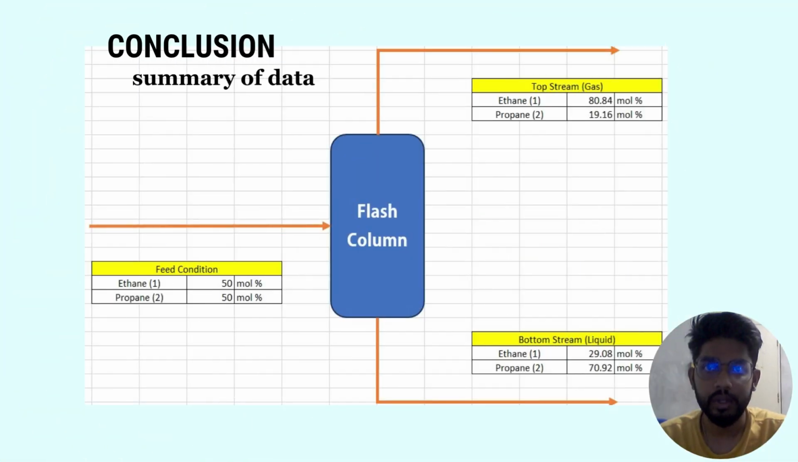Okay, now I'm going to explain the conclusion, which is the summary of the data after we did the calculation. This is our flash column. In the feed condition, we got ethane 50% and propane 50%, which is equimolar. For the top stream, which is gas, we got ethane 80.84% and propane 19.16%. And for the bottom stream, which is liquid, we got ethane 29.08% and propane 70.92%.